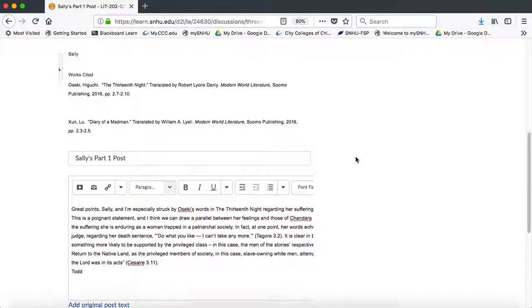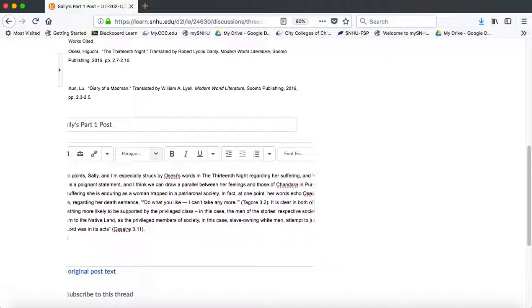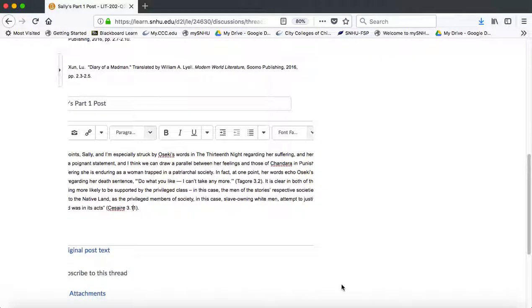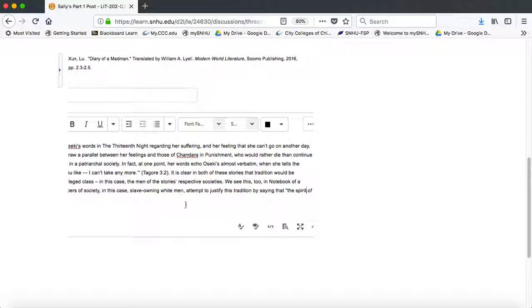So this would be an example of a good part 2 post. And I don't know why this isn't showing up better here. Anyway, I can read it to you.